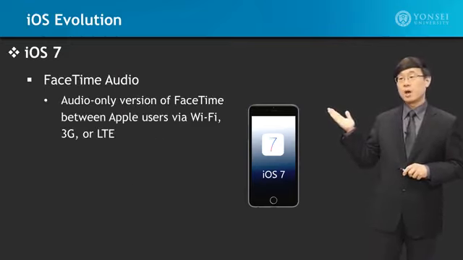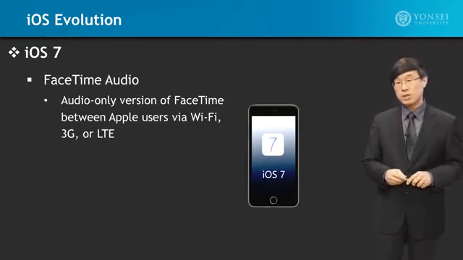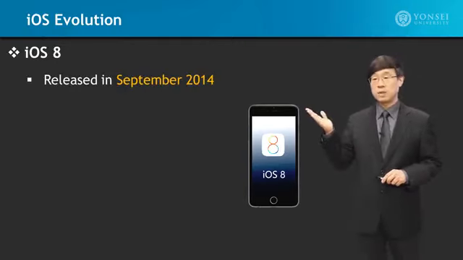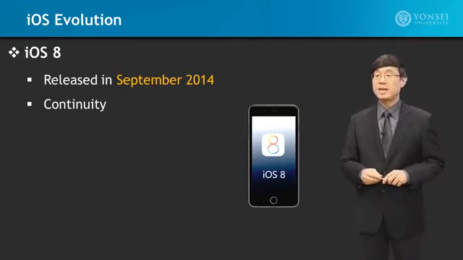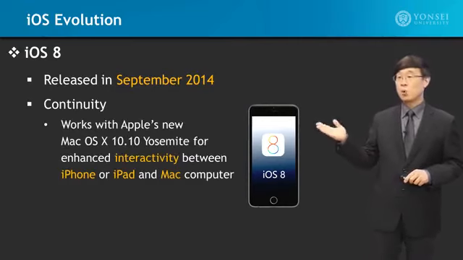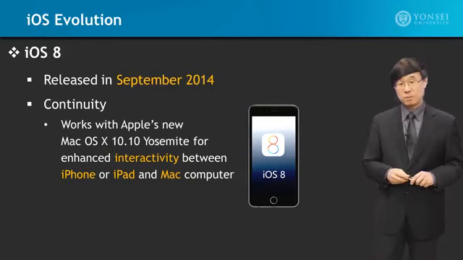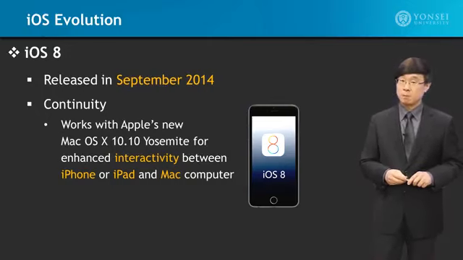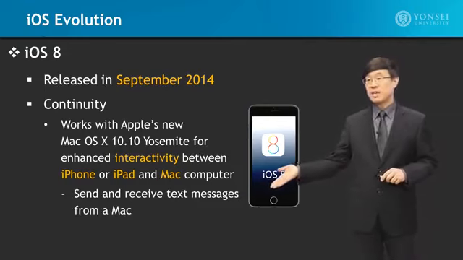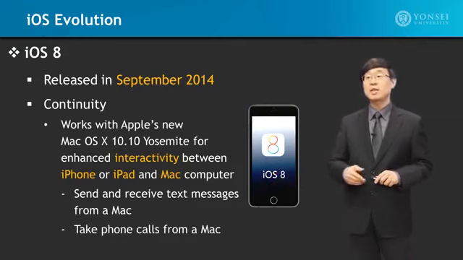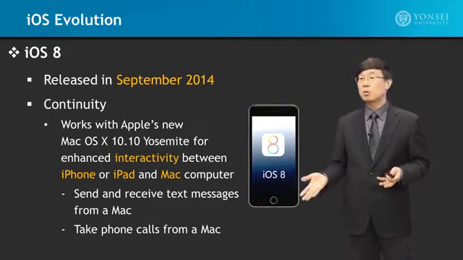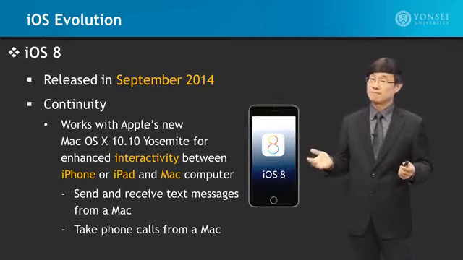FaceTime Audio, where audio-only versions of FaceTime between Apple users using Wi-Fi, 3G, or LTE became possible. iOS 8 was released in September of 2014, and it included Continuity, which works with Apple's new Mac OS X 10.10 Yosemite for enhanced interactivity between your iPhone, your iPad, and Mac computer. You could send and receive text messages from a Mac. In addition, you could take a phone call from a Mac, making your Mac more like an iPhone.